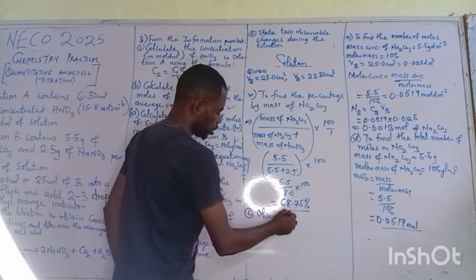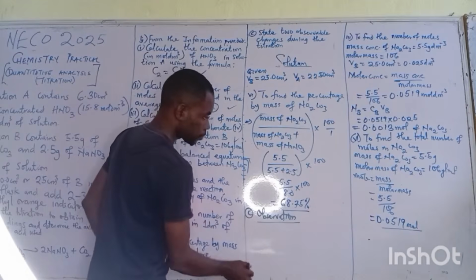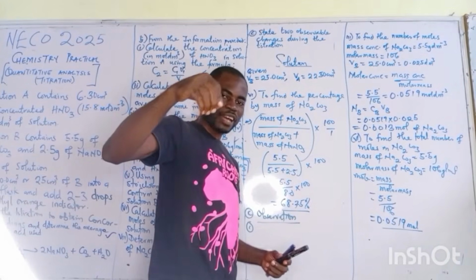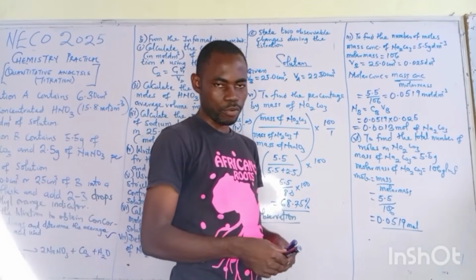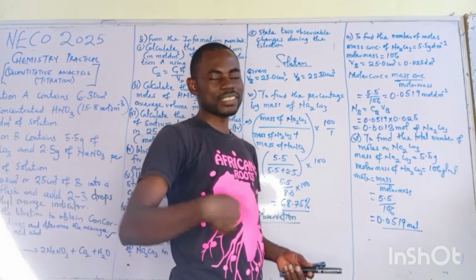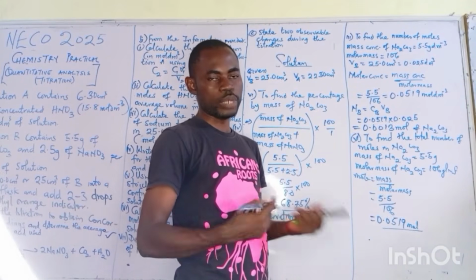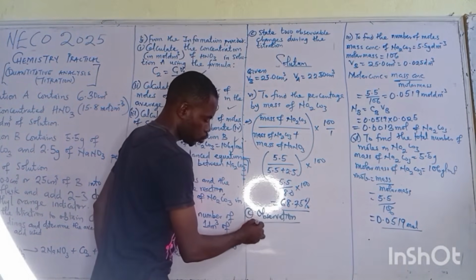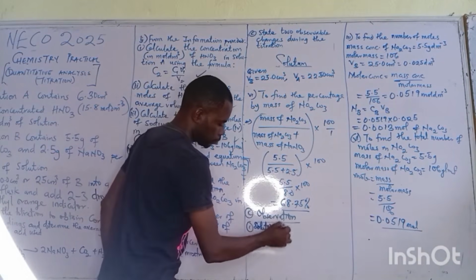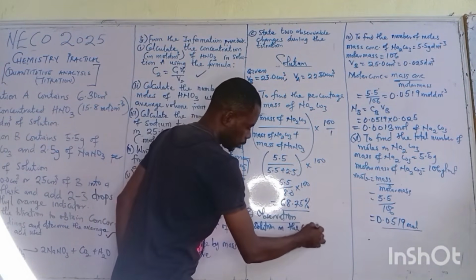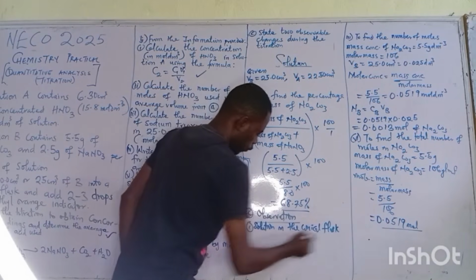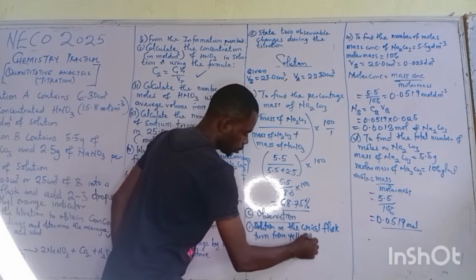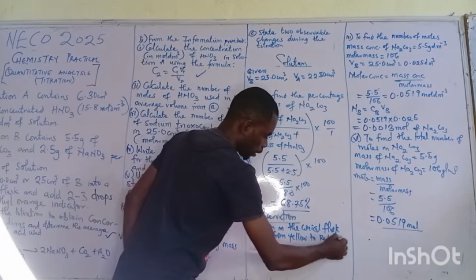Observation number 1. I can see that when I put my material in there, the solution was yellow. After shaking, when it gets to the end point, it turns to red. Yours will be pink. That is, the solution in the conical flask turns from yellow to red. Let me just do slash pink.